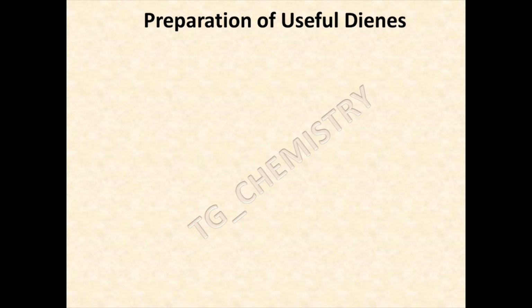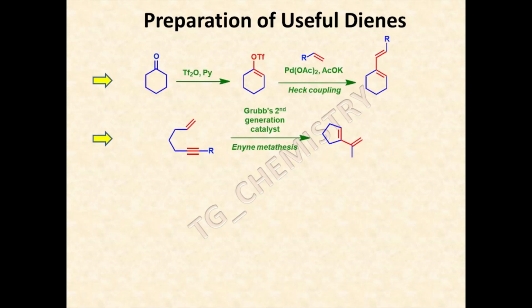product. Okay, so here, a couple of first examples you can see: from the cyclohexanone derivative with triflic anhydride in presence of pyridine, you can have this cyclic triflate enolate, which further upon Heck reaction or Heck coupling in presence of palladium acetate and some vinyl halides or vinyl groups can form a diene system, which is basically the S-cis diene. As you can see, this is an S-cis conformation.